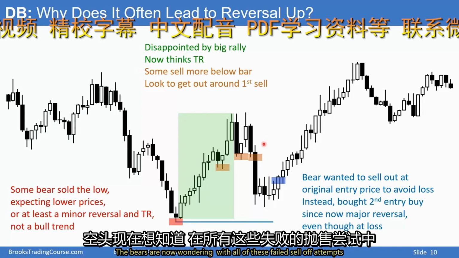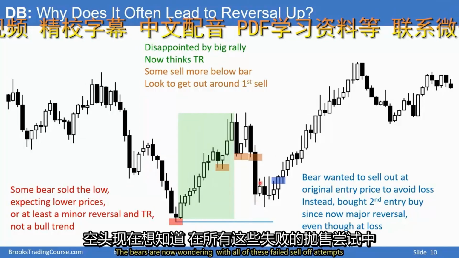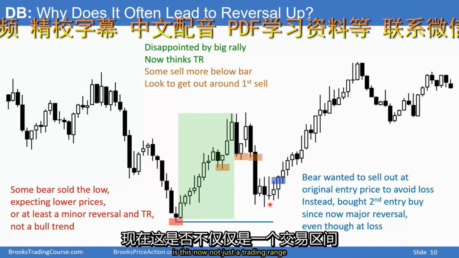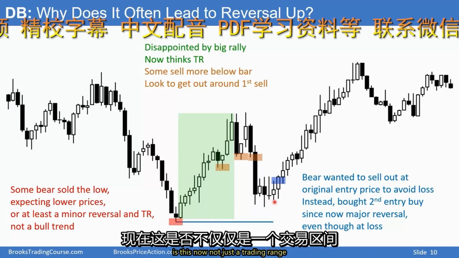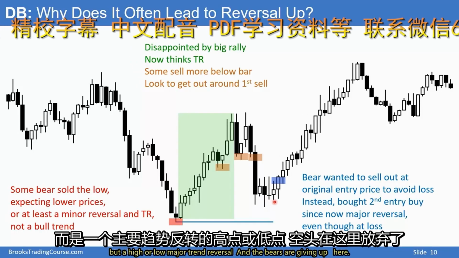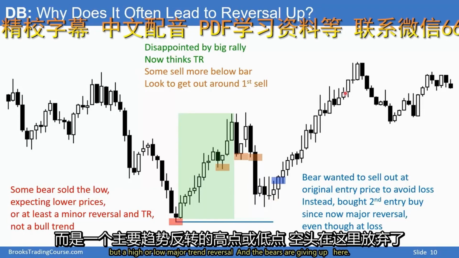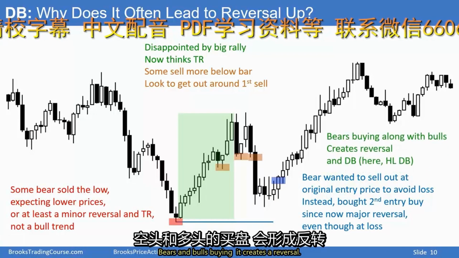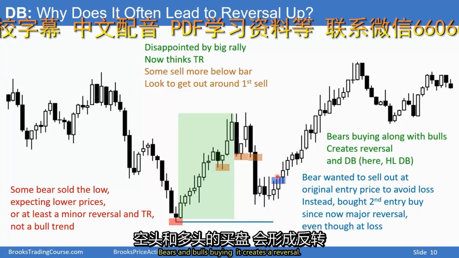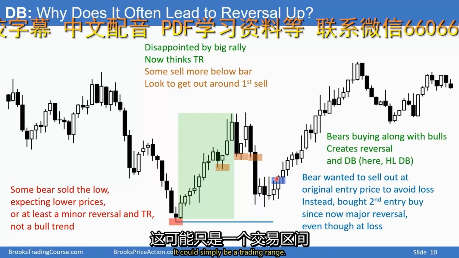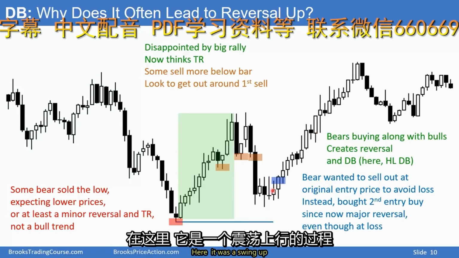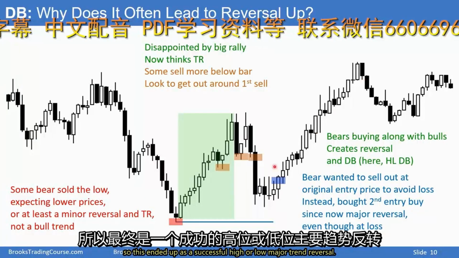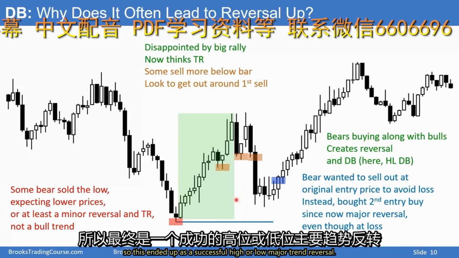The bears are now wondering, with all of these failed sell-off attempts, is this not just a trading range, but a higher low major trend reversal? And the bears are giving up right here. Bears and bulls buying, it creates a reversal. It could simply be a trading range. Here, it was a swing up. So this ended up as a successful higher low major trend reversal.